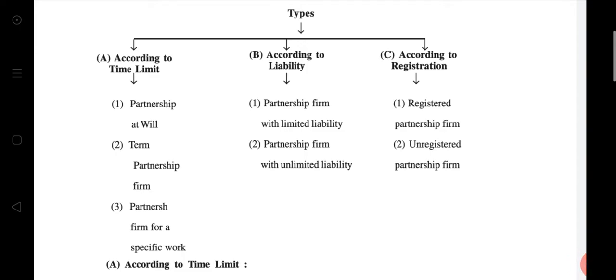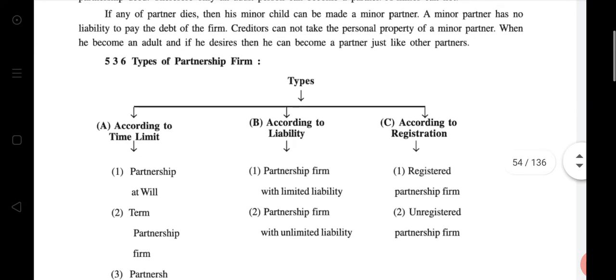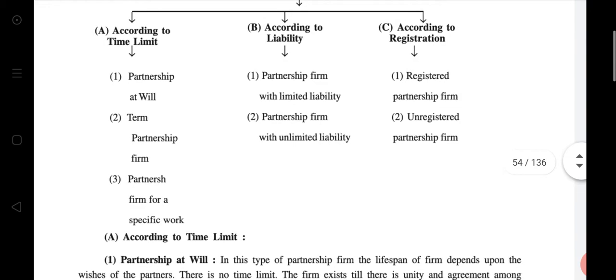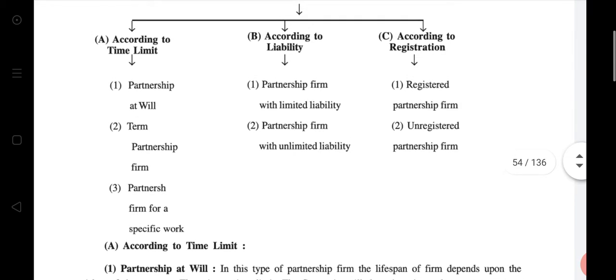So types of partnership firm. There are three bases for the types: according to time limit, according to liability, and according to registration. According to time limit, there are three. Partnership at will, that means at any time partners want to dissolve the partnership firm, then they can dissolve.